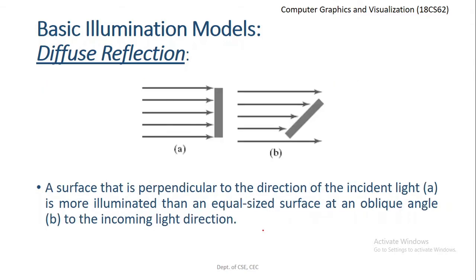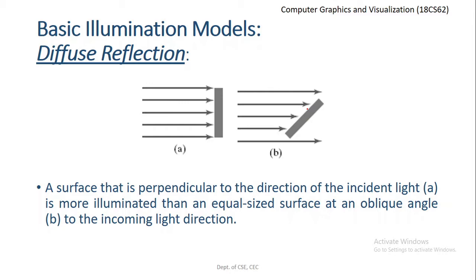Now, as you can see in this diagram, the surface that is perpendicular to the light direction is illuminated more than an equal size surface at an oblique angle to the incoming light direction. If this is the incoming light direction and the surface is perpendicular to it, such a surface will be illuminated more than an equal size surface at an oblique angle to the incoming light direction.